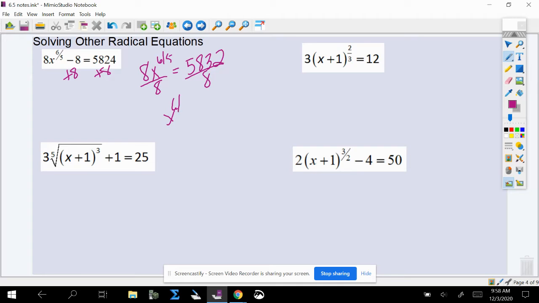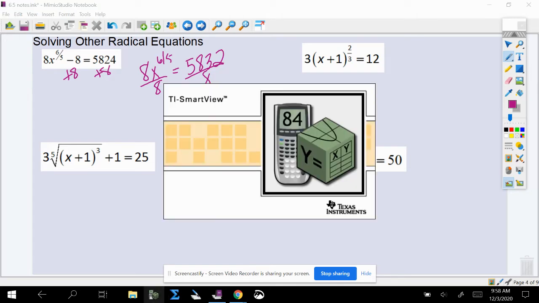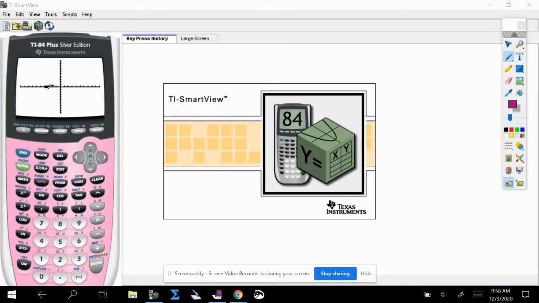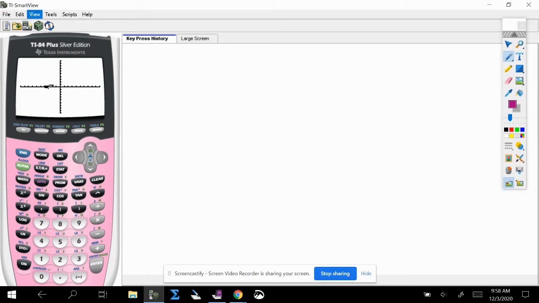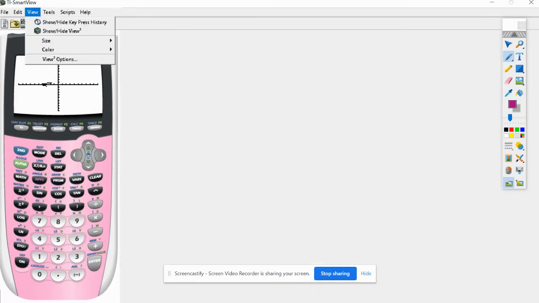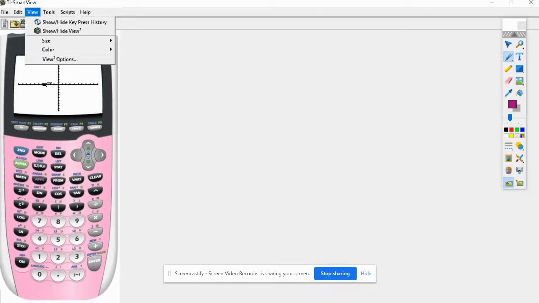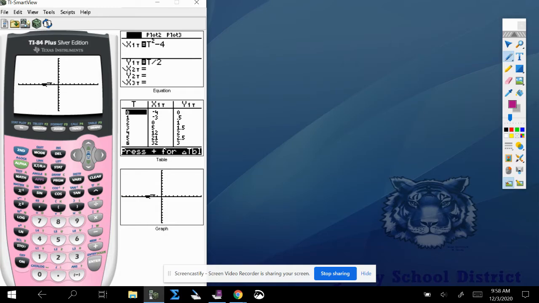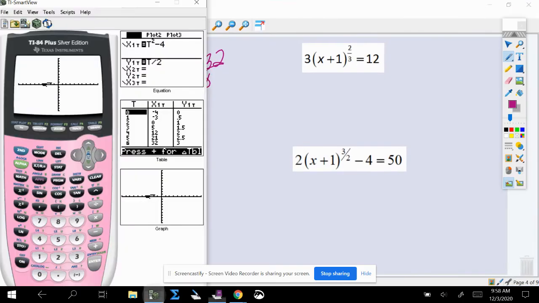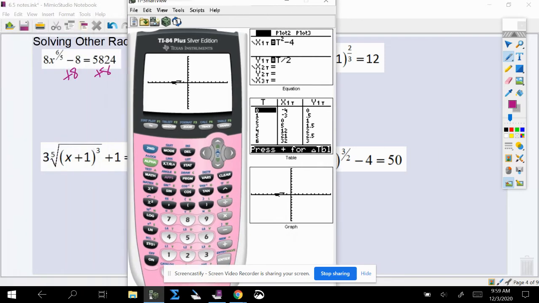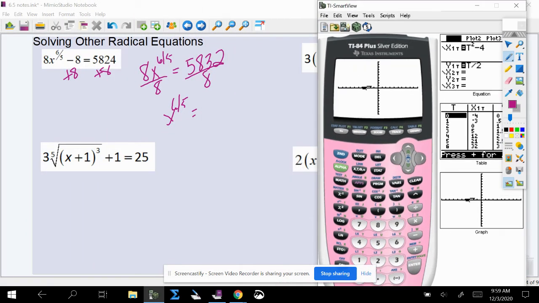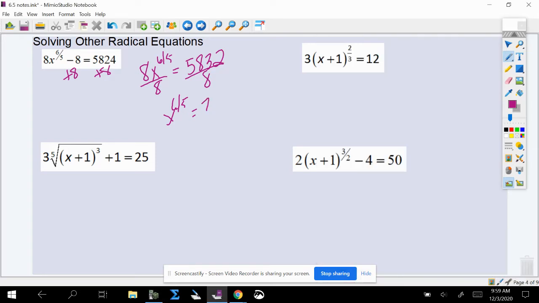So you get x to the 6/5 equals... here's where I am going to grab a calculator. 5,832 divided by 8. So we get 729. So x to the 6/5 equals 729.